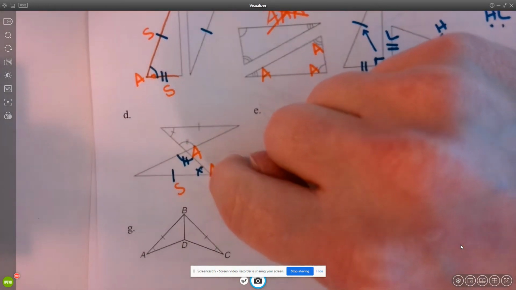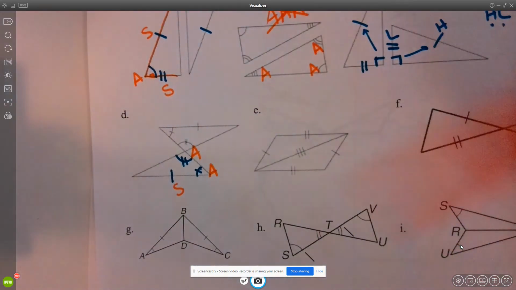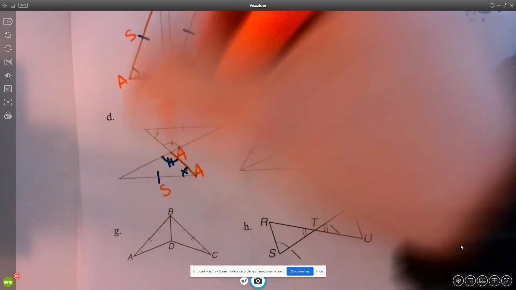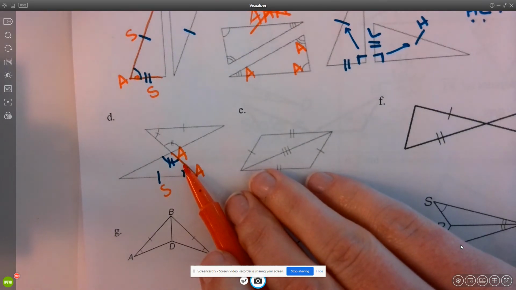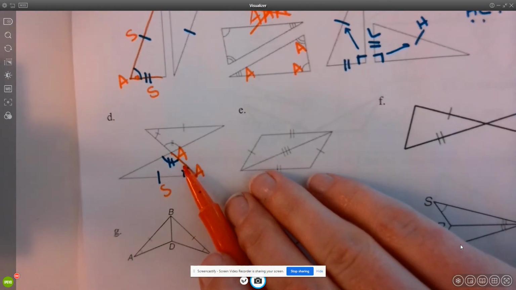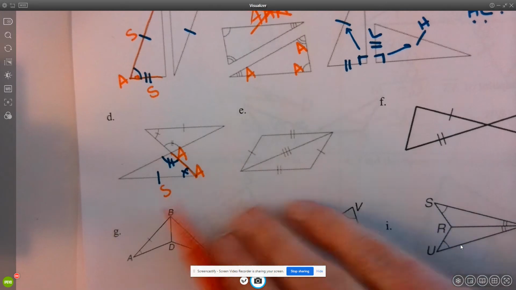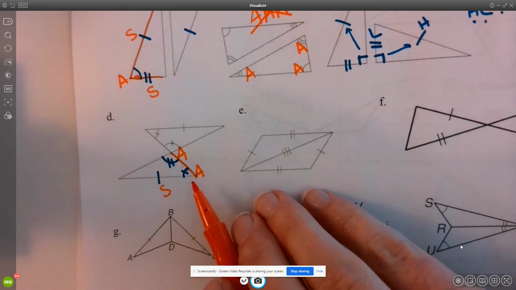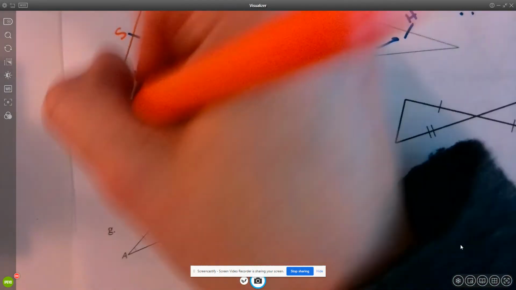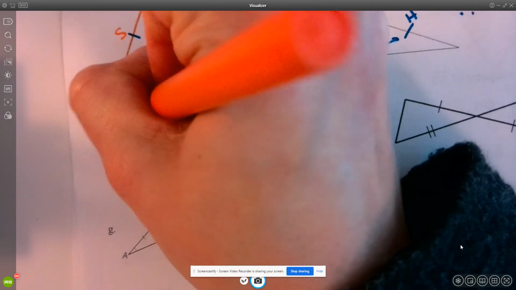So to figure that out, look at your two angles. Look at the side that is in between the two angles. That would be this side here. This side is not the side that is congruent. The side that is congruent is outside the two congruent angles. So what this means is these two triangles are congruent by angle angle side.